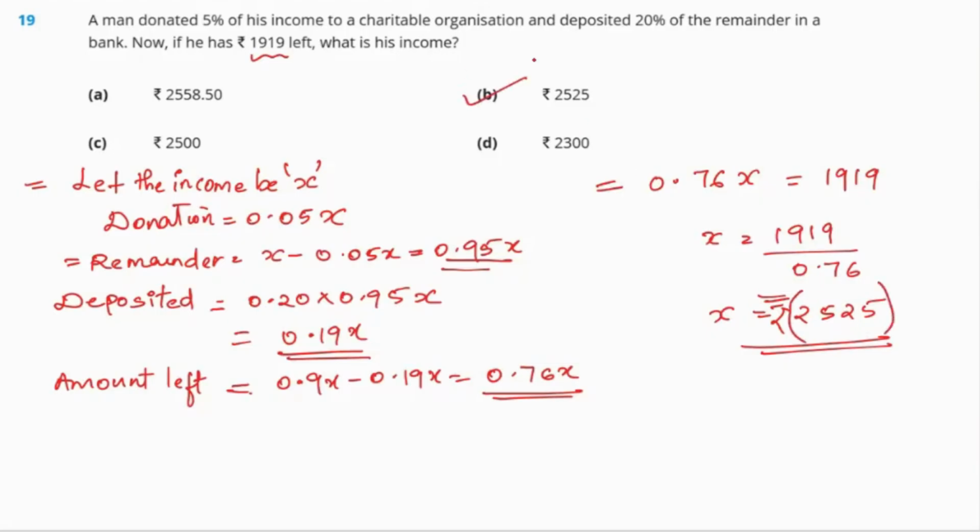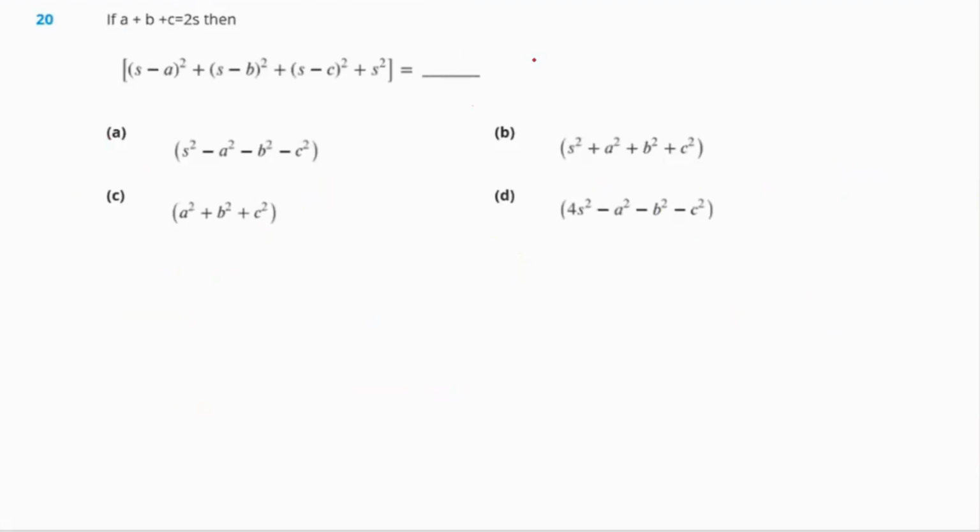Correct option is option B. Next, a plus b plus c is equal to 2s. Then we have to find the value of this. Here, s minus a the whole square plus s minus b the whole square plus s minus c the whole square plus a square.